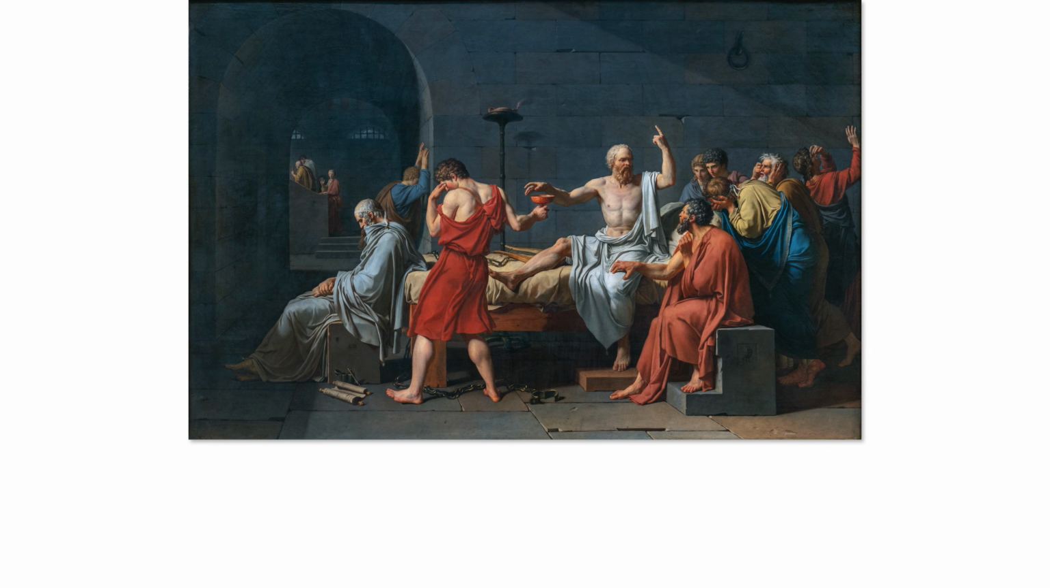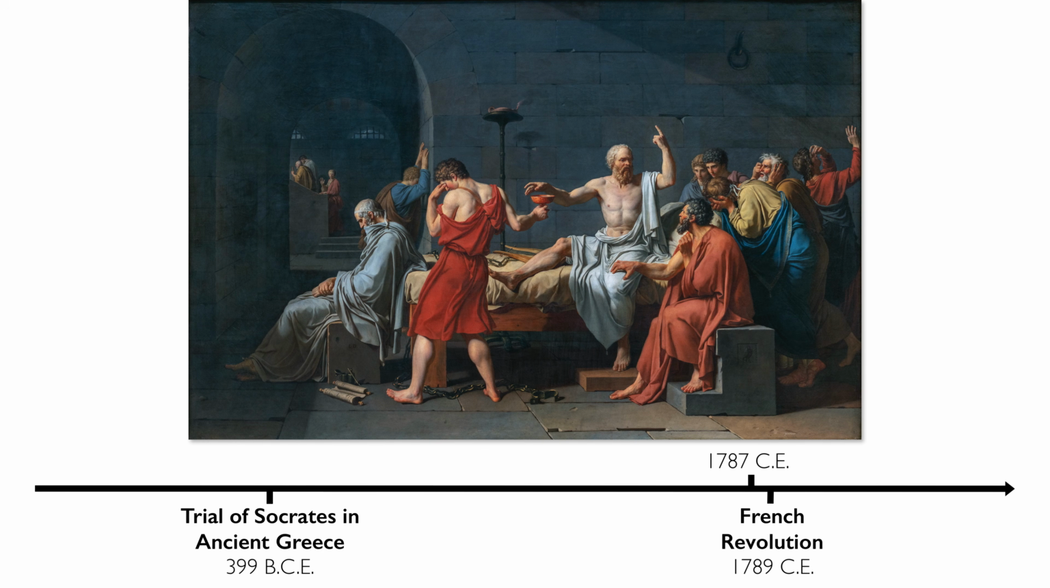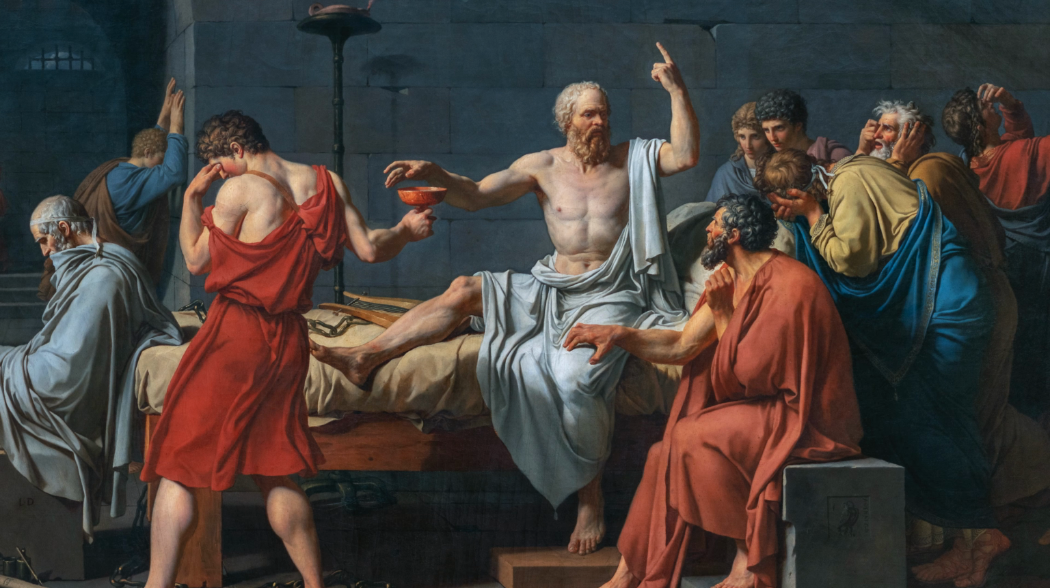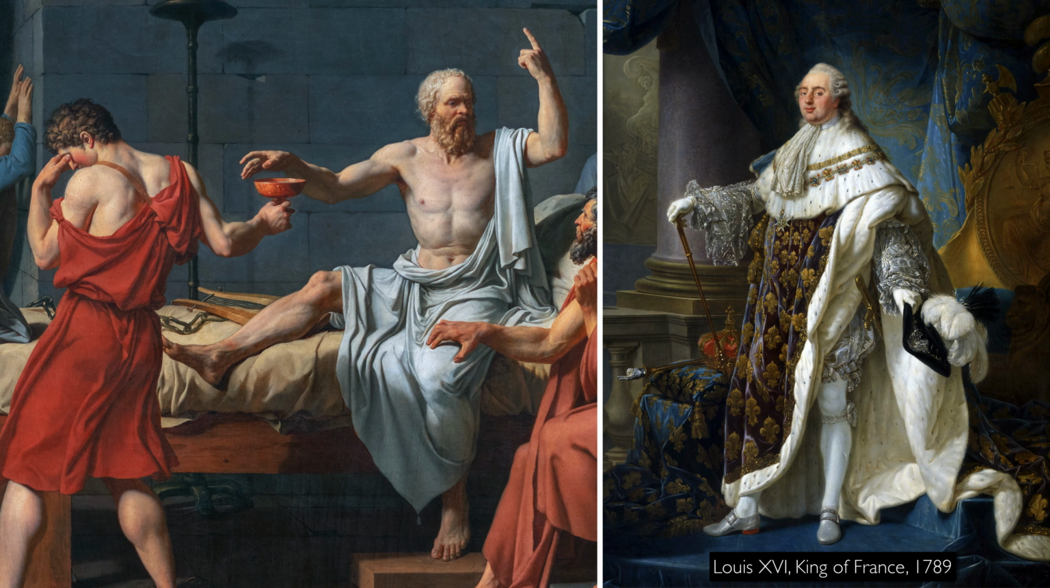So this painting exists in 2 different points in history. It's a representation of 399 BCE in ancient Greece, but it's also about the political moment just 2 years before the revolution. The idea of a philosopher being willing to die for their beliefs, which was a very seductive idea in an era when the government of France was widely seen as corrupt, indulgent, and in desperate need of reform.